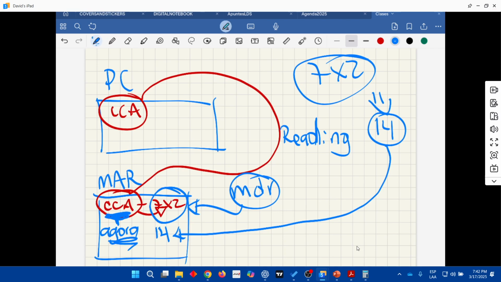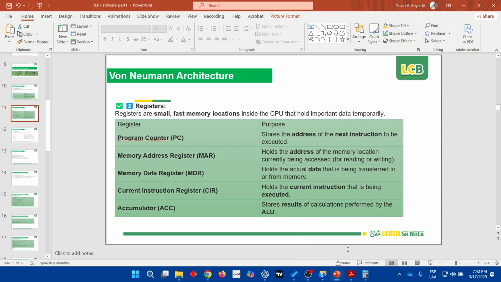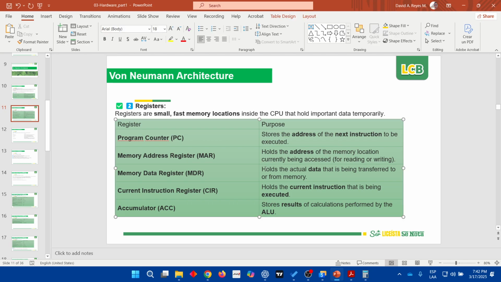So that was just a simple example in Spanish. That means that here holds the actual data that is being transferred to or from memory. When you are reading from memory is, for example, the 7 times 2. You are reading from the CCA and you are getting the 14 to the Agora. So you are writing. So you are transferring to, not from, but to.